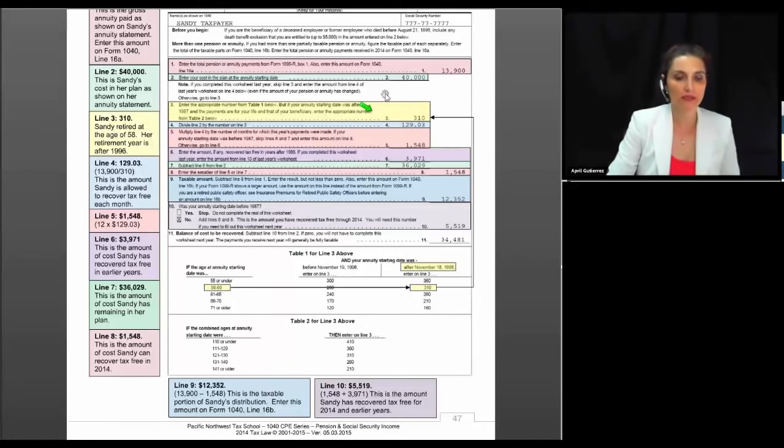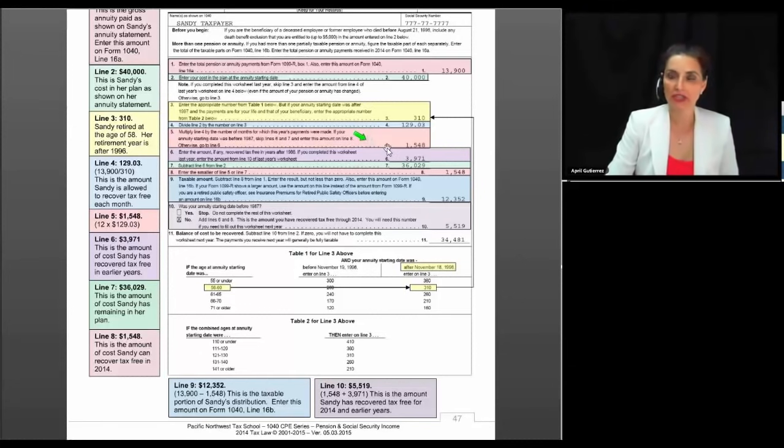And then next we take 310, divide that into 40,000. And when we do that, we come up with $129.03. That represents the monthly amount that she can recover tax-free. We're then going to multiply that by the number of months that she received payments for during the year, and that was 12 months this year. And when we do that, we get $1,548.